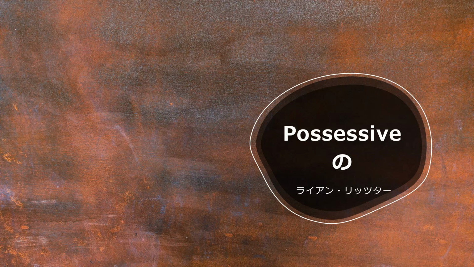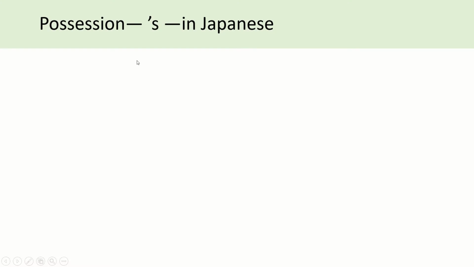Hi, それじゃあ let's study the last lesson, the last grammar point for lesson one, which is possessive no in Japanese. Now, possession, normally we do something like apostrophe S in English. How do I do that in Japanese? If I have John's mother, as in the mother of John, how would I say that in Japanese?